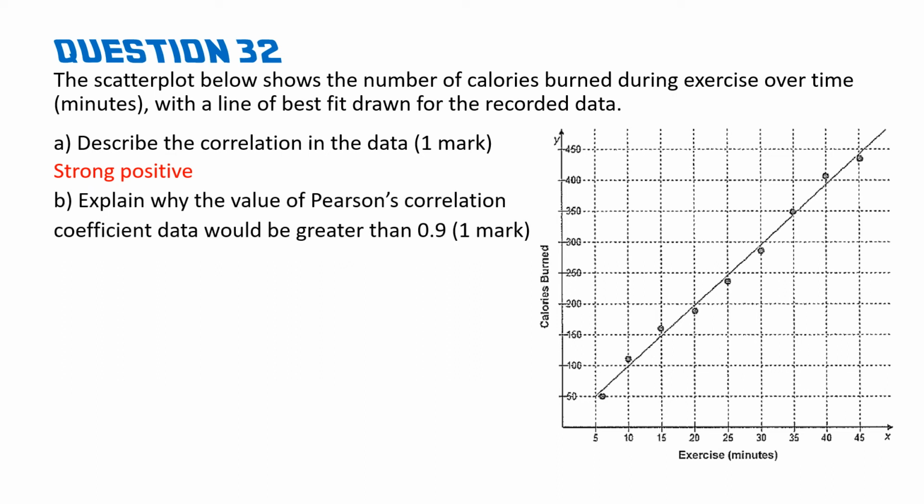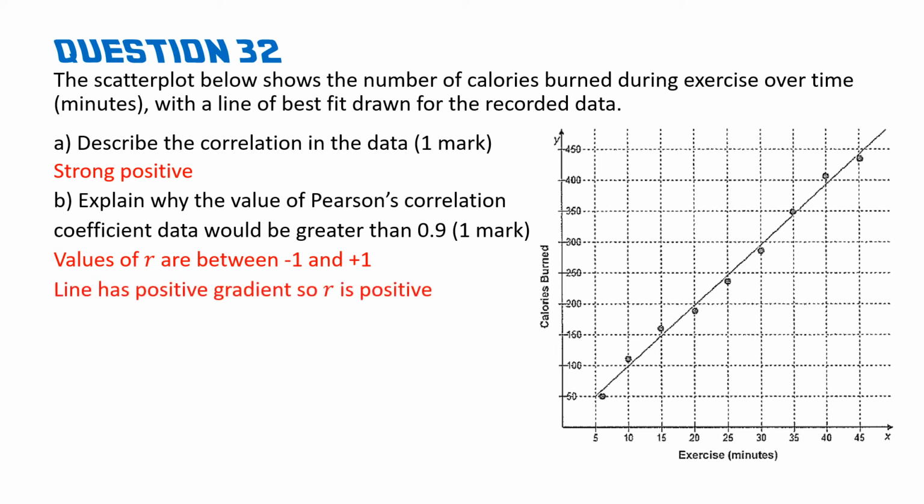Part B then says explain why the value of the Pearson's correlation coefficient would be greater than 0.9. Well, remember that our values for our correlation coefficient are going to be between -1 and +1. Right? All our values of r must be between -1 and +1. Well, we know that this is a nice positive correlation because we've said that already, right? It's a positive gradient, so r is going to be positive. And again, the closer those dots are to the line, the closer it's going to be to 1.